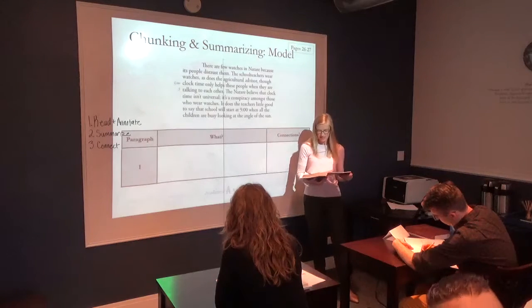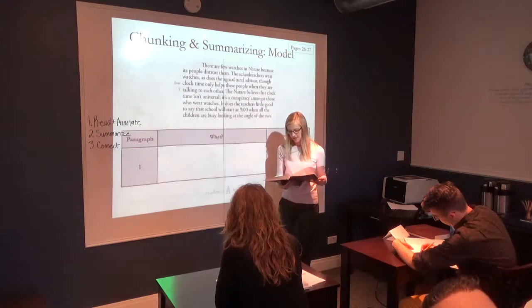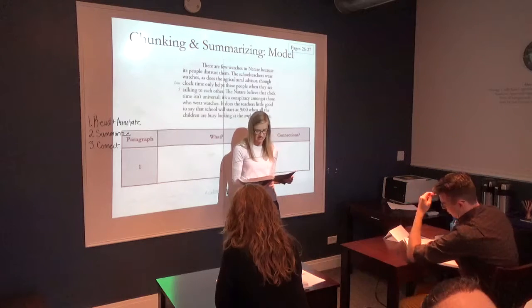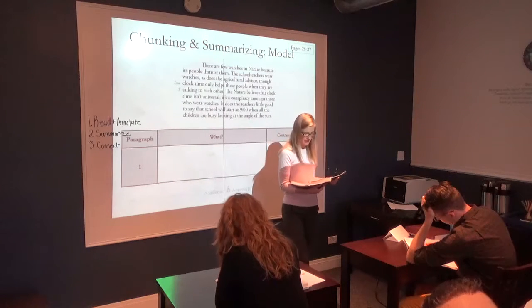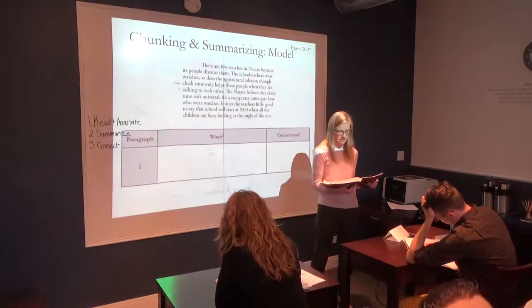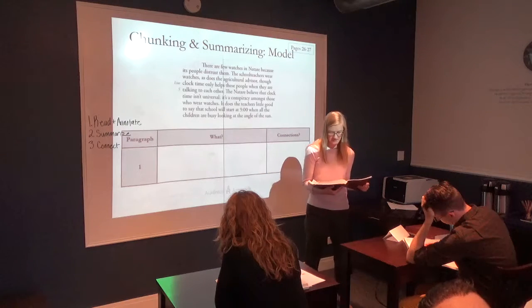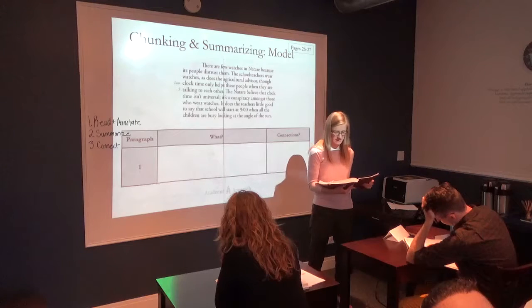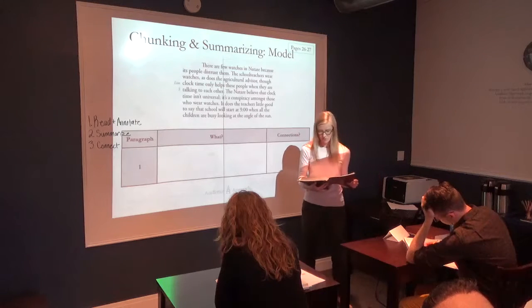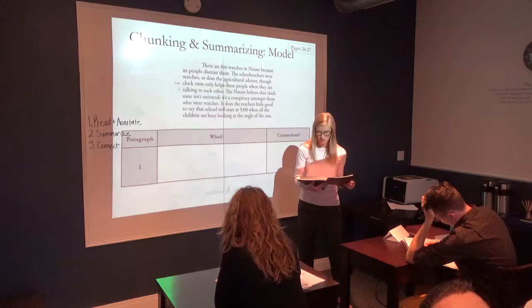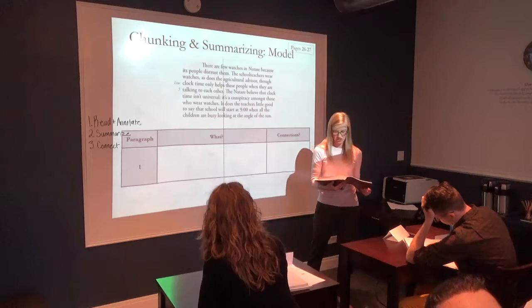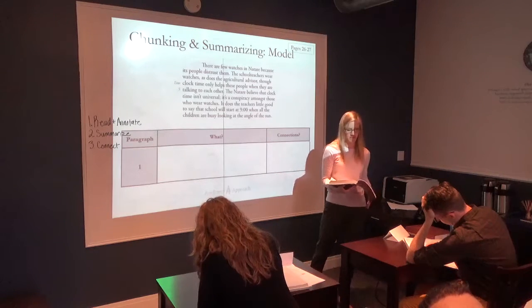There are few watches in Natari because its people distrust them. The school teachers wear watches, as does the agricultural advisor. The clock time only helps these people when they are talking to each other. The Natari believe that clock time isn't universal. It's a conspiracy amongst those who wear watches. It does the teachers little good to say that school will start at 9 o'clock when all the children are busy looking at the angle of the sun.